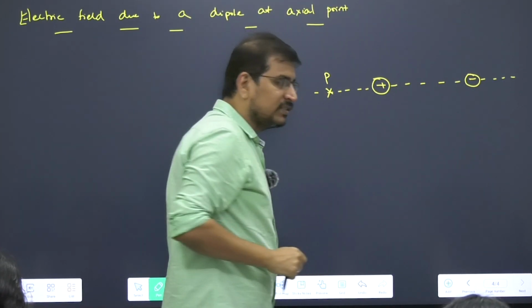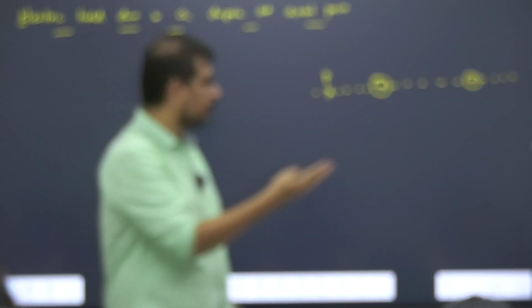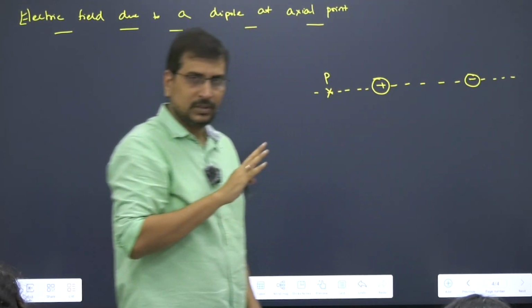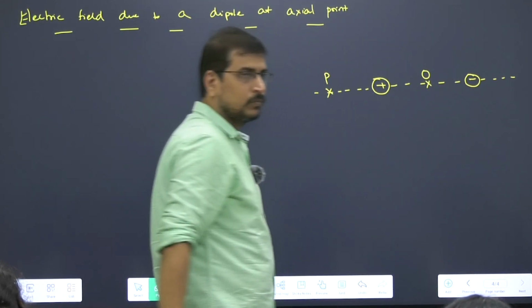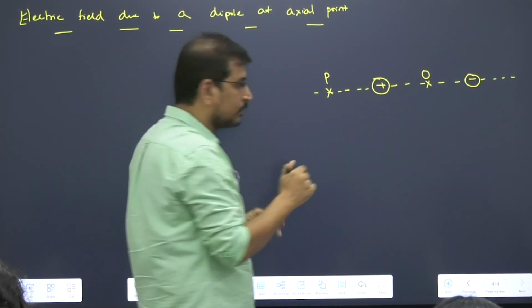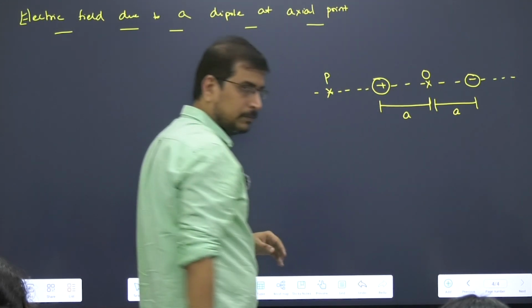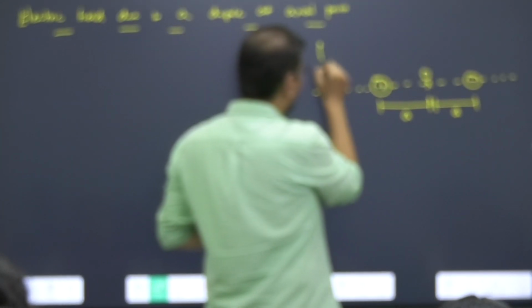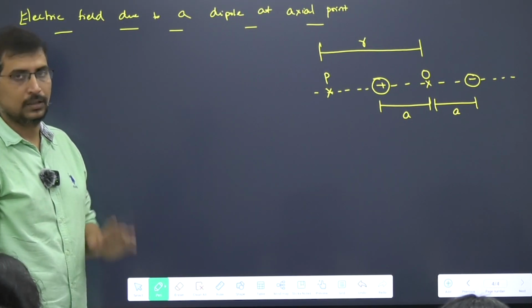So, this point P is there, right? For that point, you need to measure the distance with respect to some reference point. So, when I say reference point, you can take either from positive charge or negative charge, but with respect to a dipole, always the reference point is taken to be the center. So, when you take it to be the center, what did we assume the distance to be? 2A, right? Now, you can break it as A and A. That is the advantage. Okay. So, this distance is going to be A and this distance is going to be A, right? And the distance from the center to the point where you are calculating the field, let's call it as R.